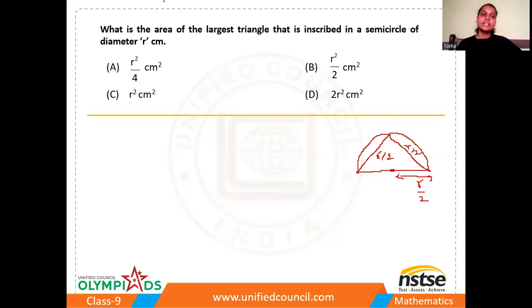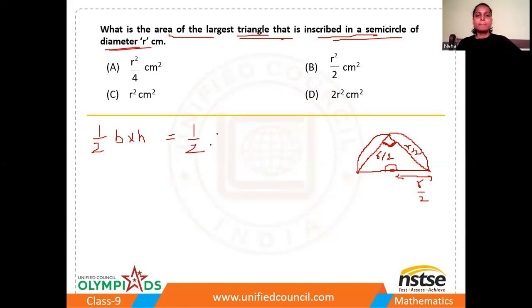So the question is asking for the area of the largest triangle that is inscribed in a semicircle of diameter r centimeter. So my dear student, if this is the diameter, then with the property of circles, I can say that this is a 90-degree triangle. Right? This is a right angle triangle because this angle is 180 degree, so it becomes just half, that means 90 degree. So the area of a right angle triangle is nothing but half of b into h, that means base into height.